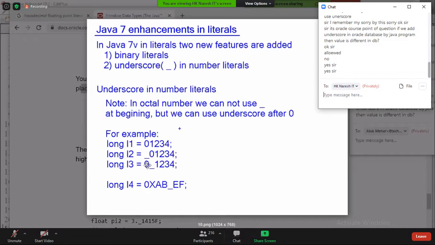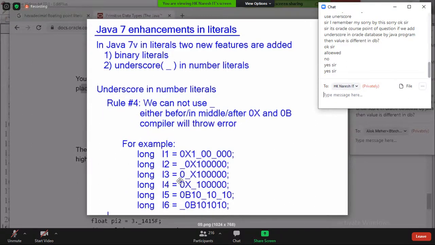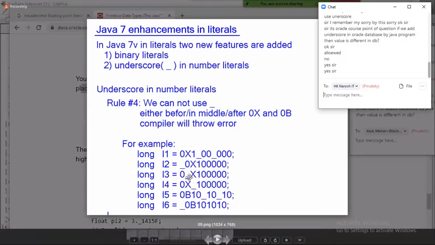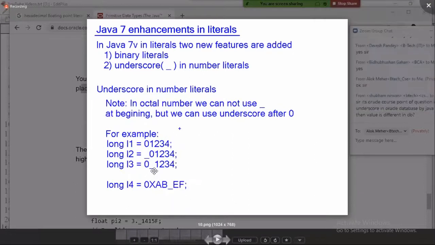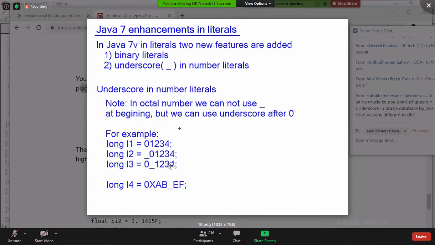Can I use underscore after 0? Here, not allowed after 0. In hexadecimal, after 0 is not allowed. In octal, after 0 is allowed, because 0 and 1 are what? Digits. Then what will the compiler do? It will ignore the underscore and make it an octal number, and convert it to a decimal number. Understand? If you remove the 4, you will get output 83.